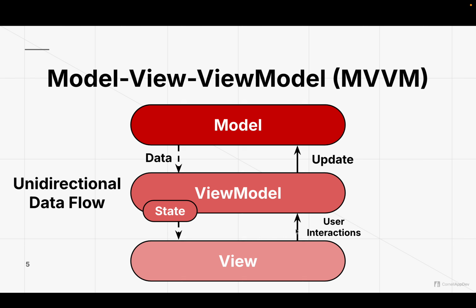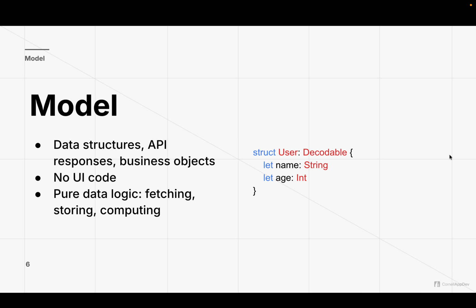And then we have user interactions. Say you click a button, then that event is going to trigger something in the view model, which will then maybe trigger something in the model, or maybe not, depending on the use case. We'll go into more examples later, and so you'll be more familiar with this.